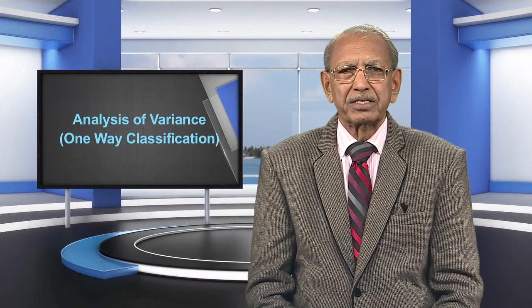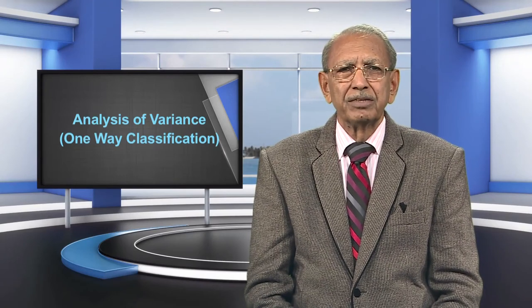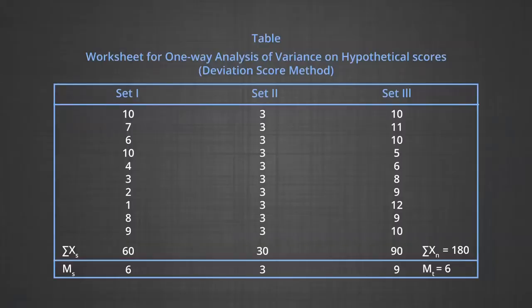Dear students, in calculation of analysis of variance, we have to take several steps. And now we are going to explain to you the various steps that are supposed to be taken when we use the deviation score method. Take a look at table 1. It has hypothetical scores, and it has three sets of scores. Each set has 10 scores. And then in the first section of the table, we have the sums of the scores under all the three sets. And we have also calculated the means.